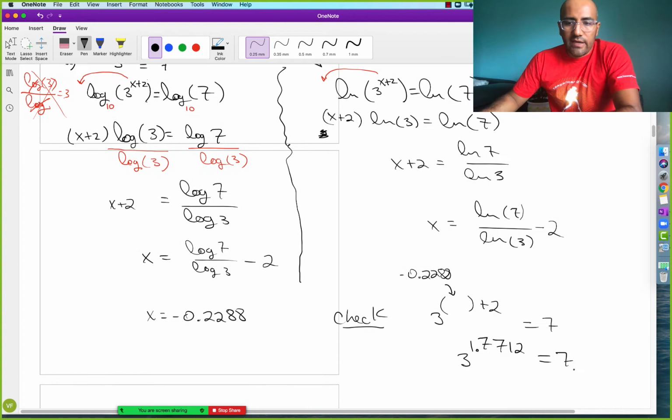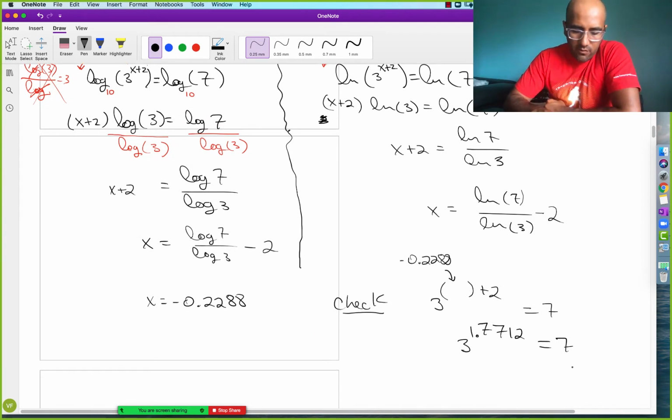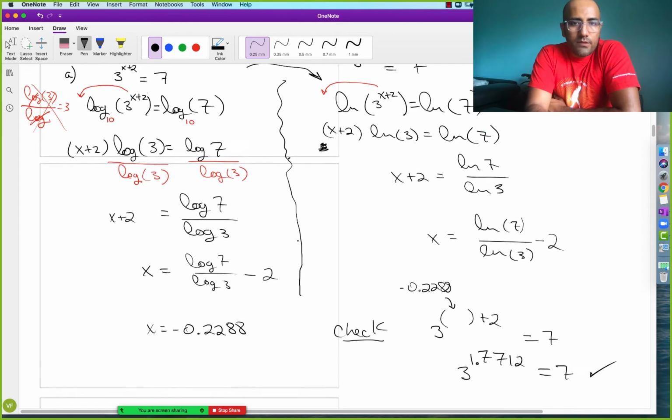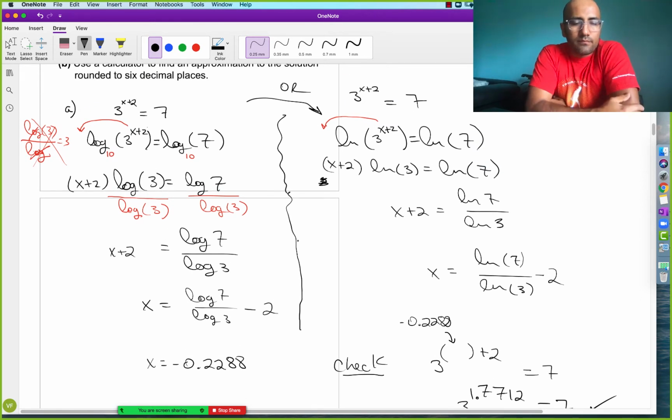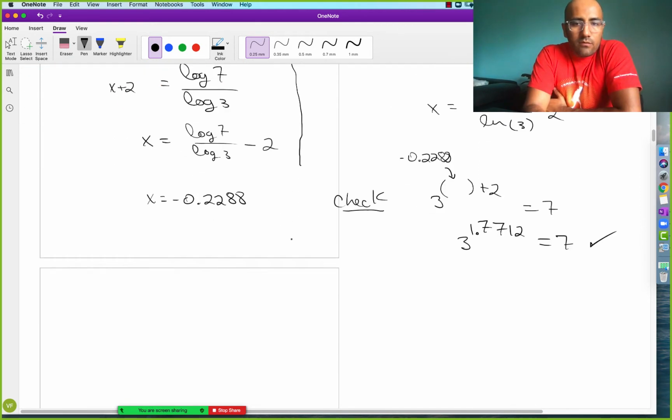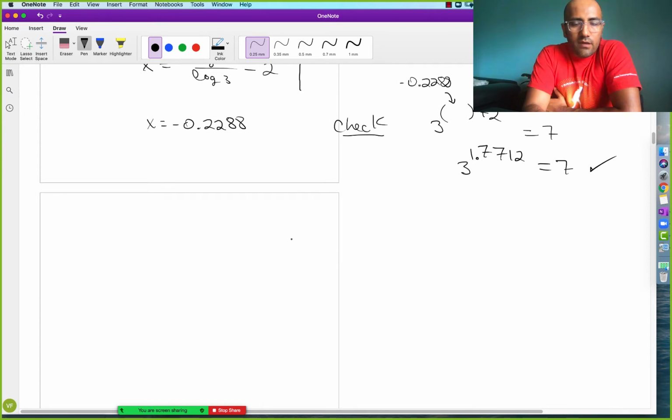And then we check that in our calculator. So 3 to the power of 1.7712. And yeah, it's pretty close. Works. Any questions? No? Okay, now using technology to solve it.